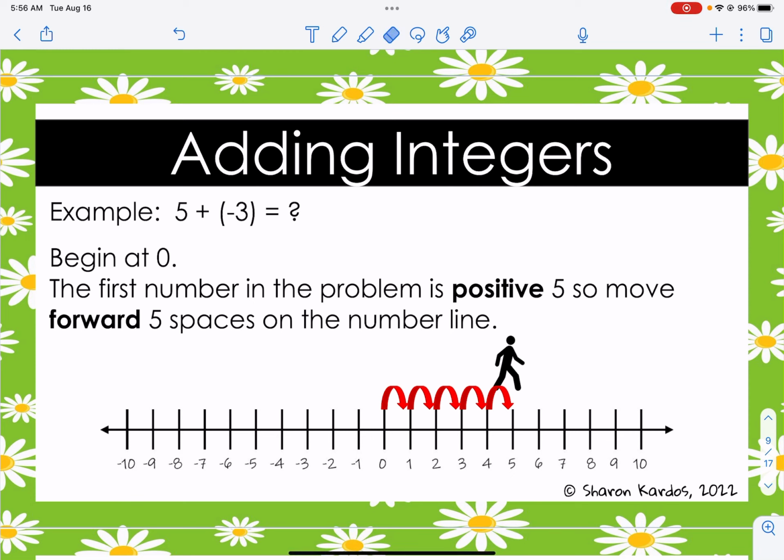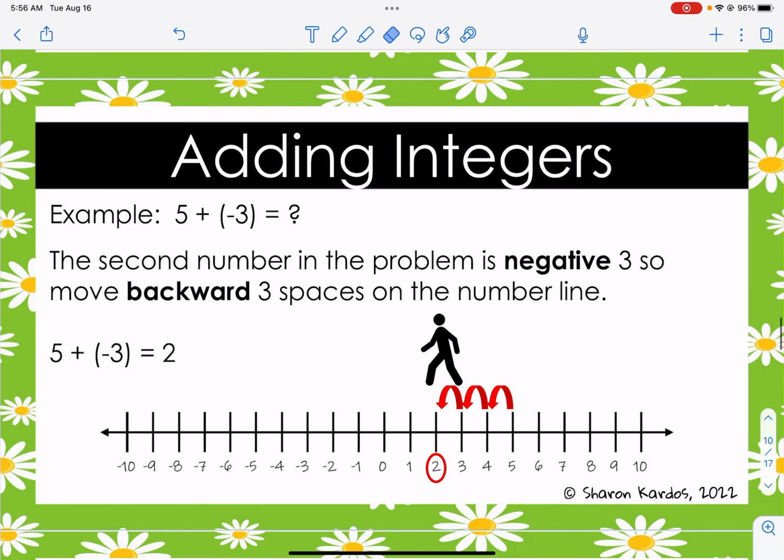We're going to start at 0. And the first number in the problem is positive 5. So we're going to move forward 5 spaces on the number line. You can see my little figure there has hopped forward 5 spaces. And then the second number in the problem is negative 3, so the little person is going to jump back 3 spaces. And where do they wind up? They wind up at 2 on the number line. So 5 plus negative 3 is equal to 2. Forward 5, backwards 3, I'm going to wind up on 2.